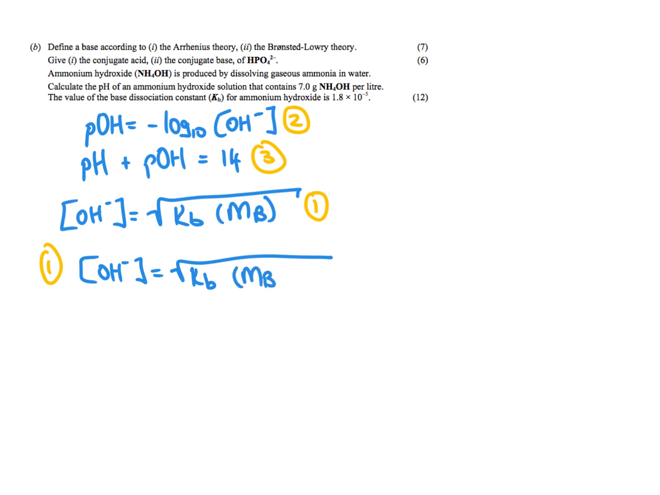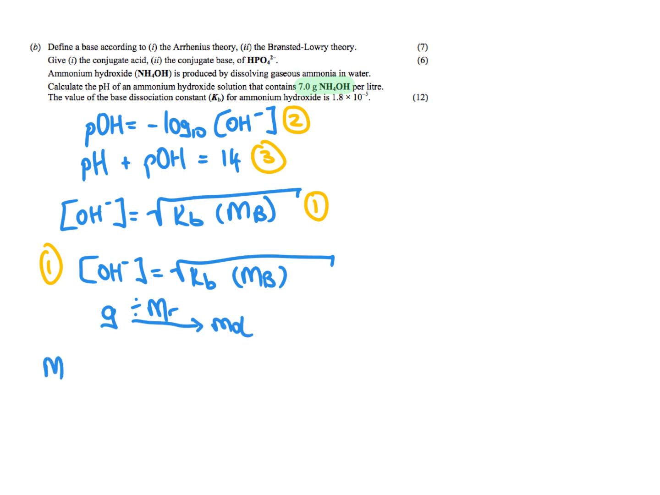Now, an issue for me here would be that I'm actually not told the molarity of the base. But if I check back up in the question, I can see that I am told that there is 7 grams of the ammonium hydroxide per litre. And I know if I have grams, I can convert grams to moles by dividing by the molecular mass. So that's what I'm going to do.